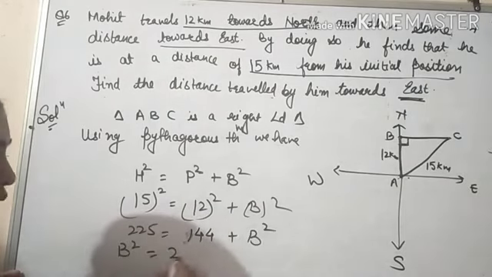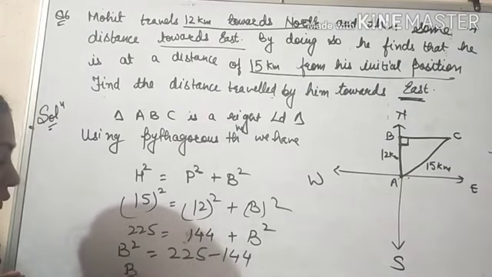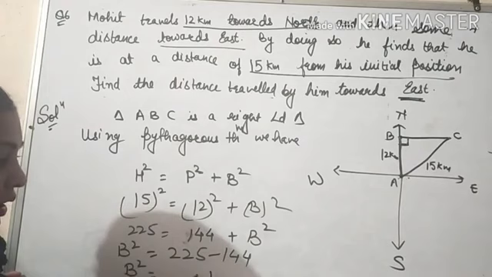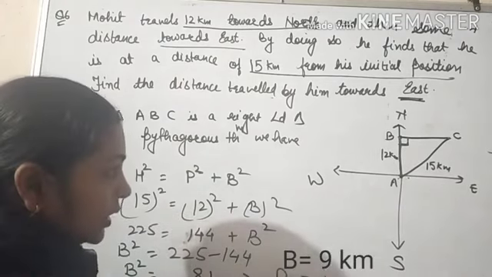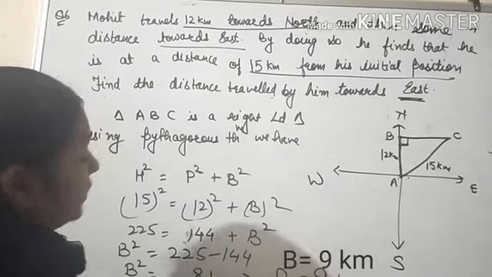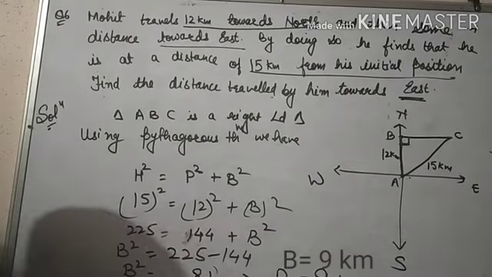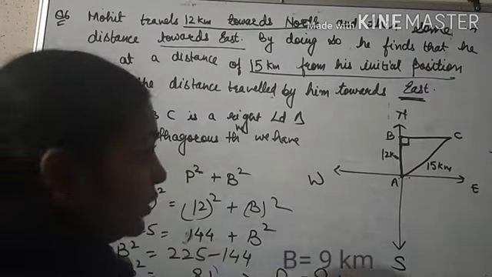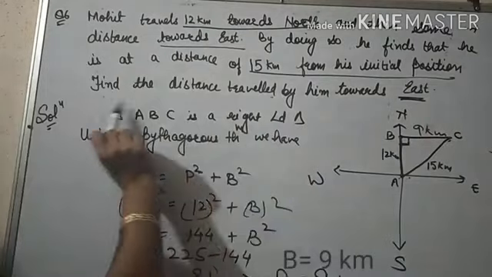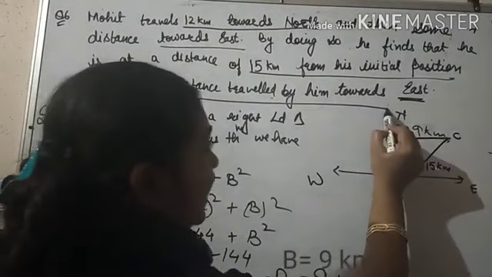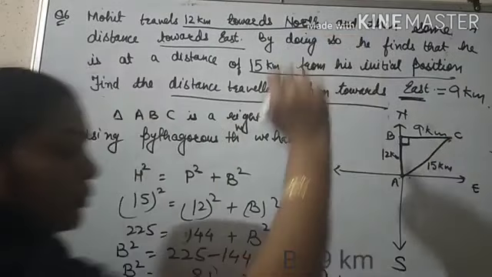Base square will be equal to 225 minus 144. Find it out. It will be 81. Now base will be 9 kilometer, as the square root of 81 is 9. So base will be equal to 9 kilometer. BC is 9 kilometer. So the distance travelled by him towards east is equal to 9 kilometer.